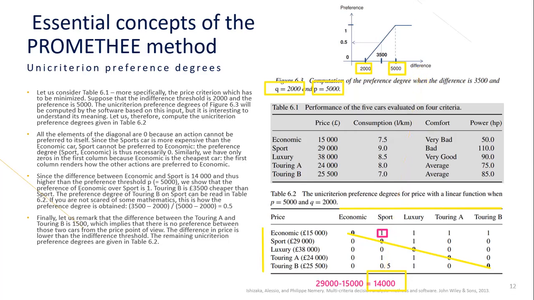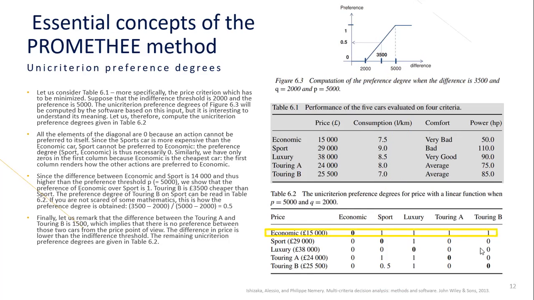So that's why you can see that when you have 14,000, you go to the preference function, which is 1, and then you go back and put it here. Comparing economic and sport equals 1 because economic is strongly preferable to sport in terms of price. And you do that for all of the comparisons here, and you will get this step.